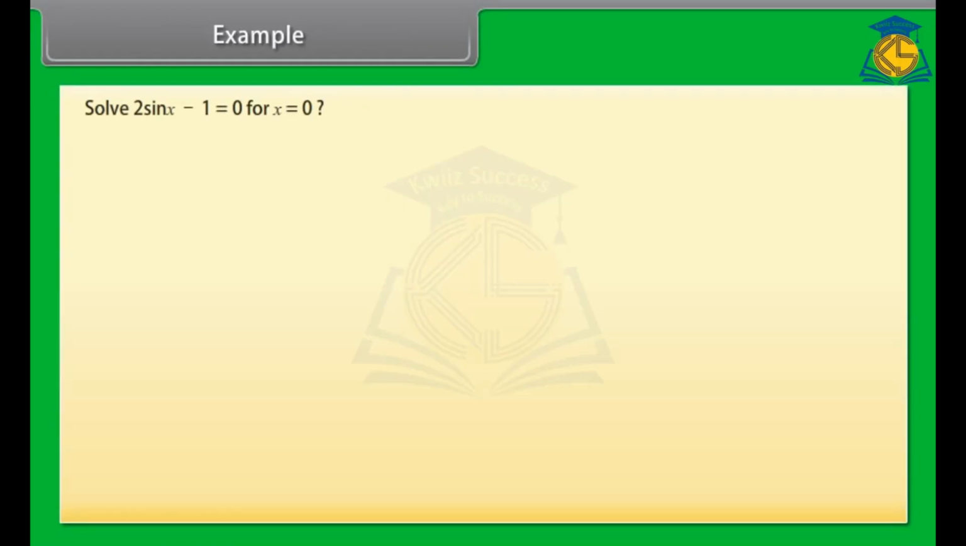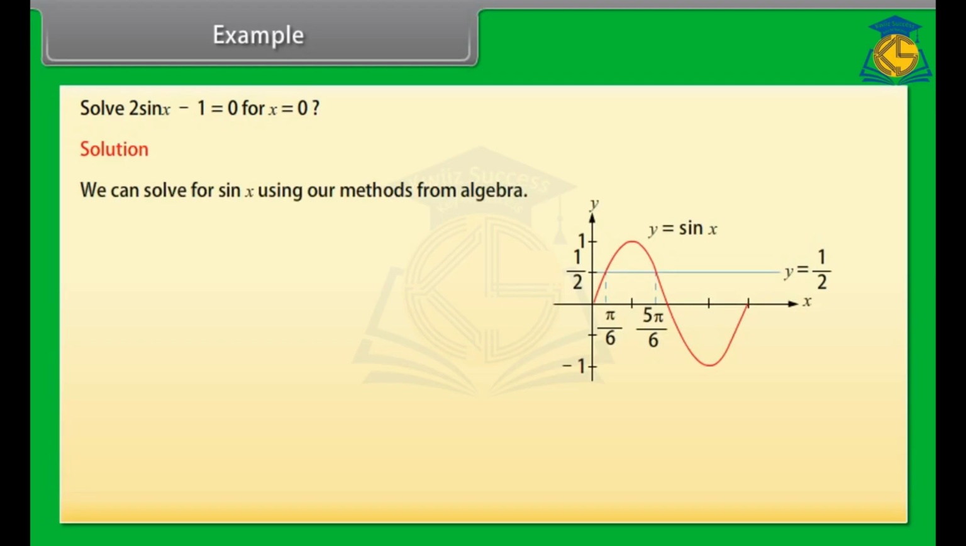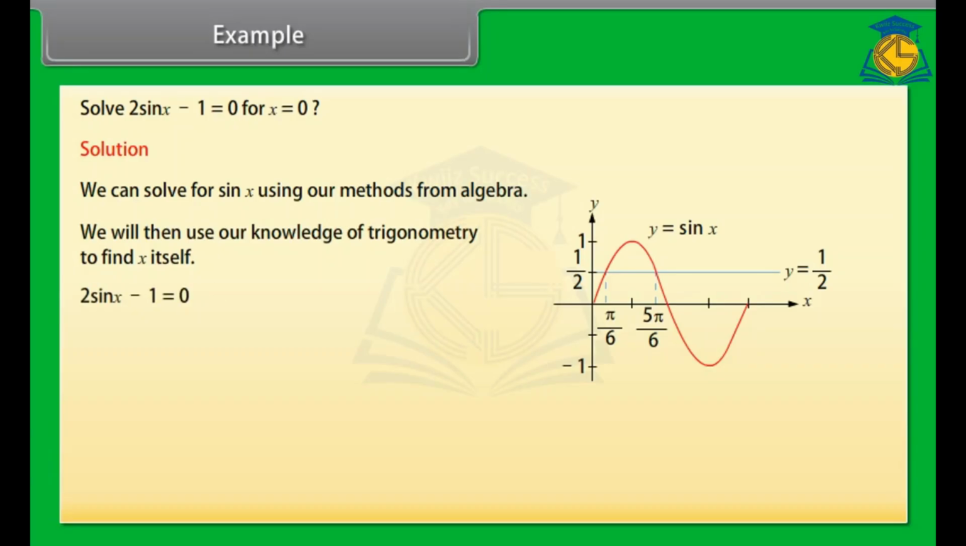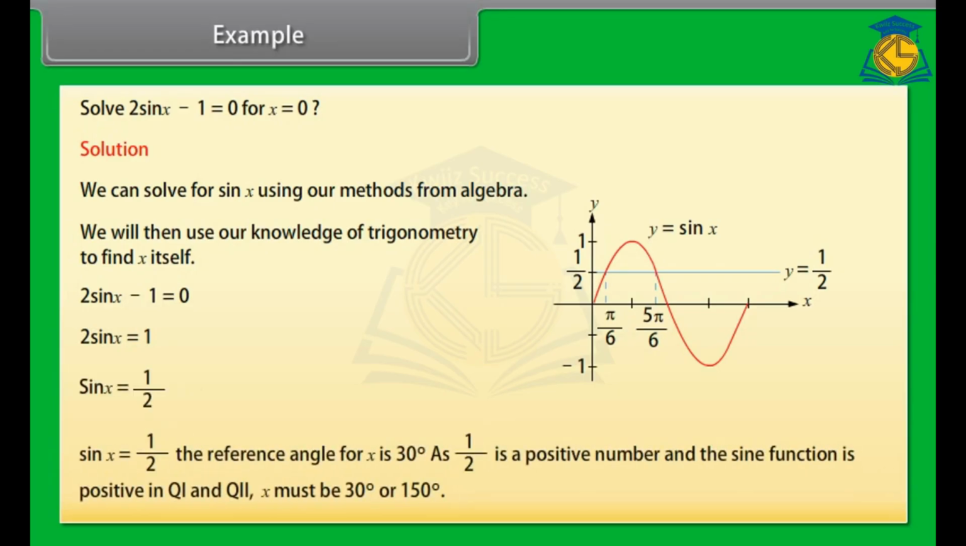Example. Solve 2 sin x minus 1 is equal to 0. Solution. We can solve for sin x using our methods from algebra. We will then use our knowledge of trigonometry to find x itself. 2 sin x minus 1 is equal to 0. 2 sin x is equal to 1. Sin x is equal to 1 by 2.